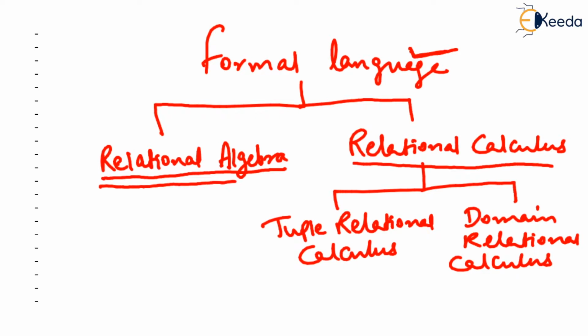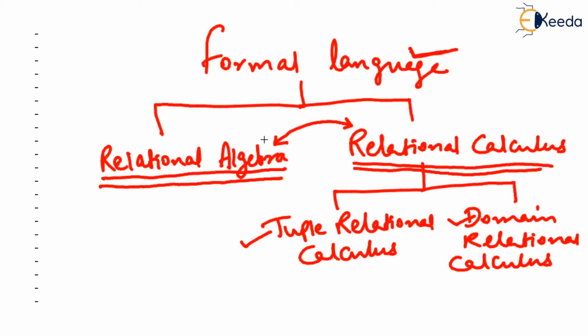So relational algebra is a formal language which helps us in dealing with data, in doing operations on the data. Relational calculus is another type of formal language which also allows us to do operations on the data. And relational calculus is of two types: tuple relational calculus and domain relational calculus. First of all, let us understand the difference between relational algebra and relational calculus.